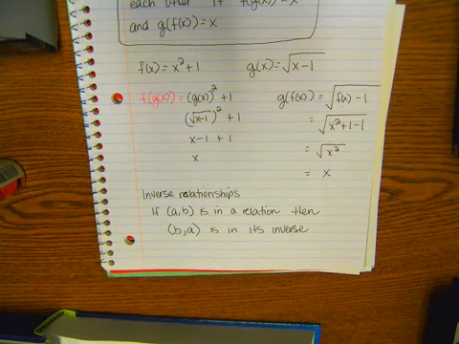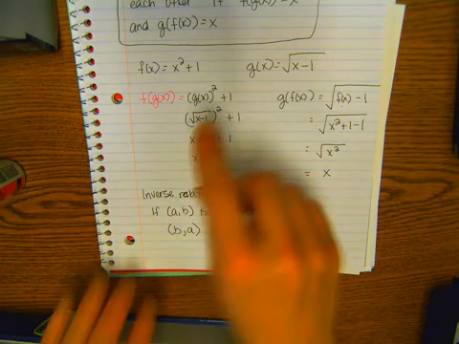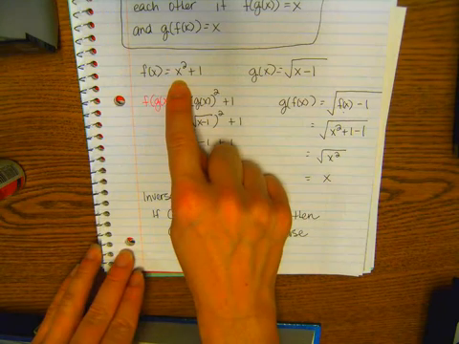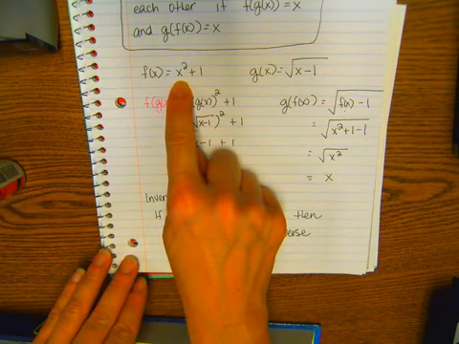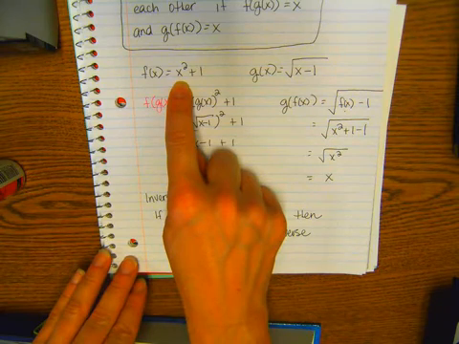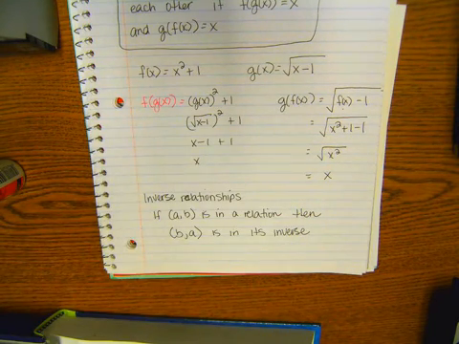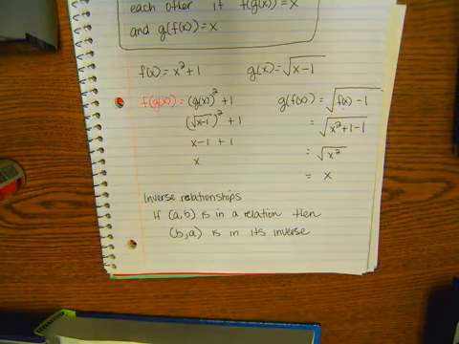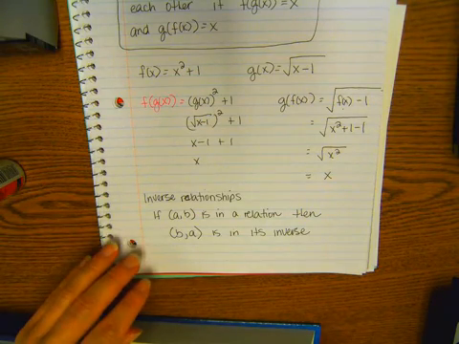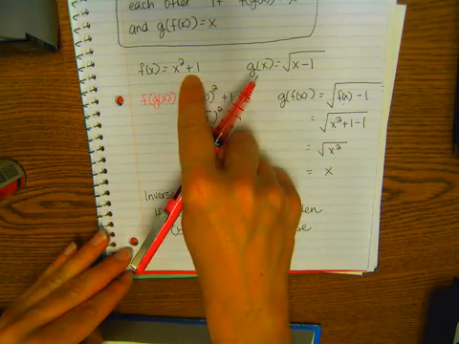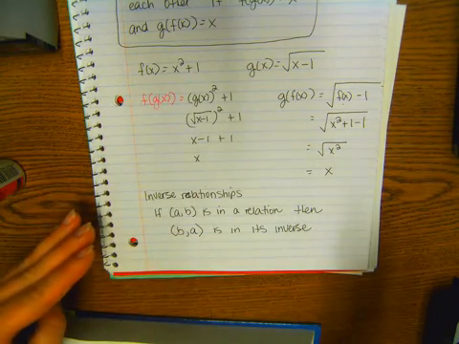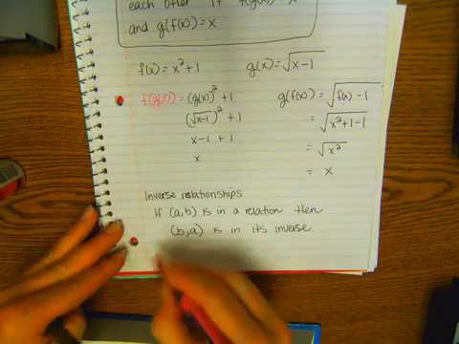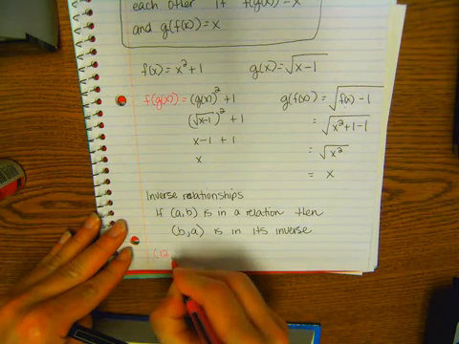Chase, give me a number. 12. So f of 12, what's f of 12 for me? 12 squared, okay, but then add the 1. Okay, so would you agree with me, f of 12 is 145. That's the ordered pair, 12, 145.